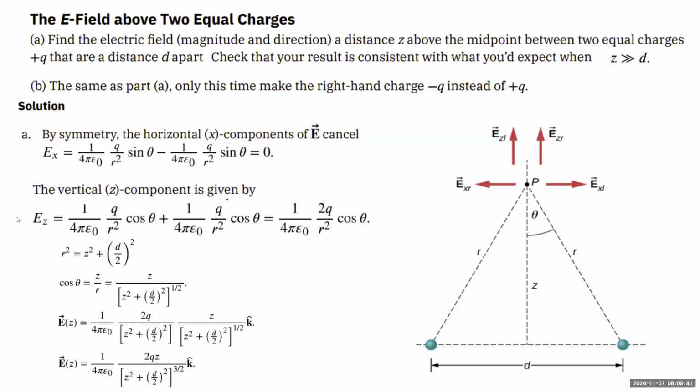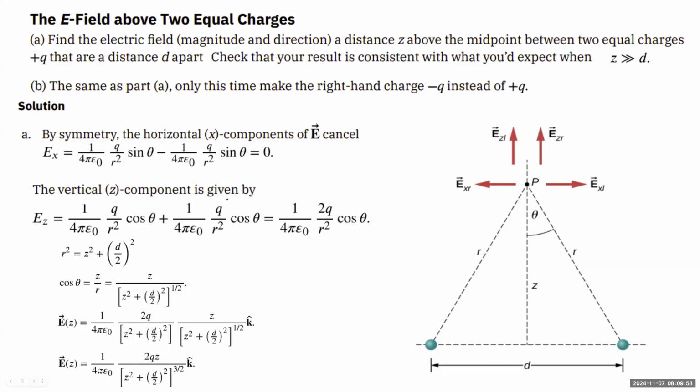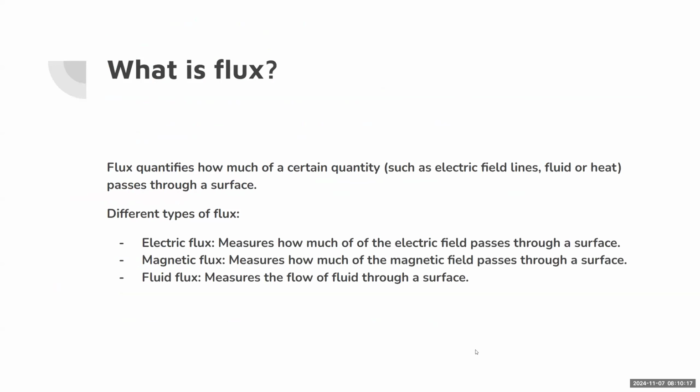Since there was no horizontal component, we only had to worry about the vertical. And when you simplify, you basically get the answer down here. And that would just be the answer for both. But the conclusion is the magnitude of the electric field at the midpoint is approximately 2K, and this number right here. And we also went over what flux is.